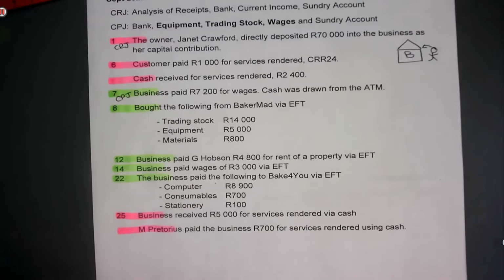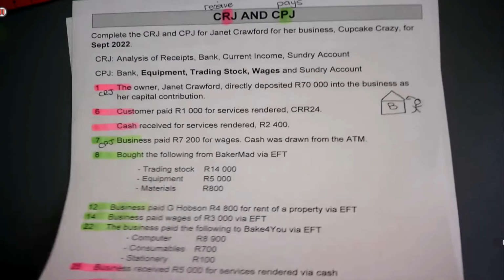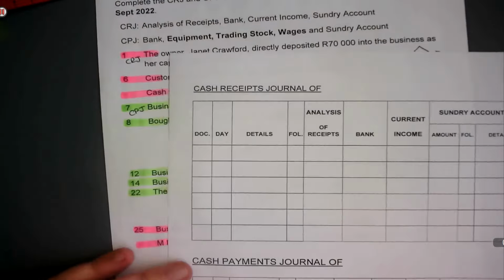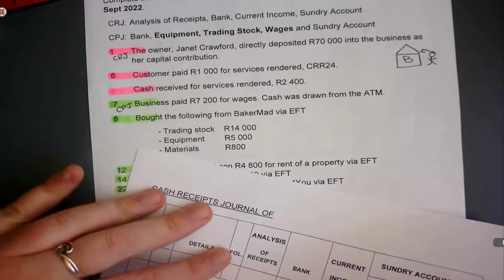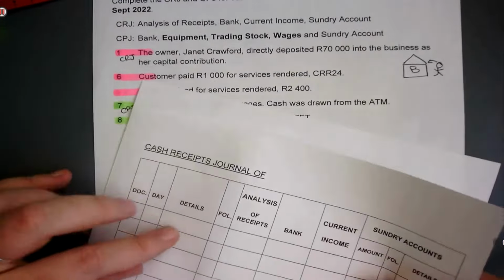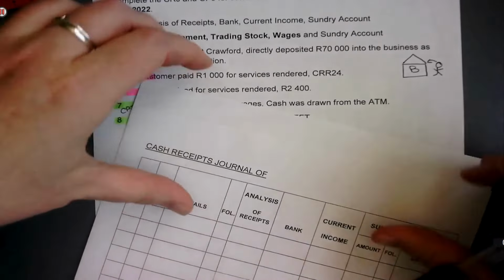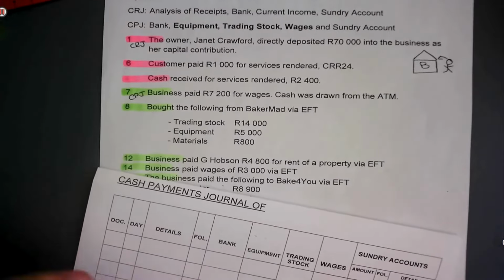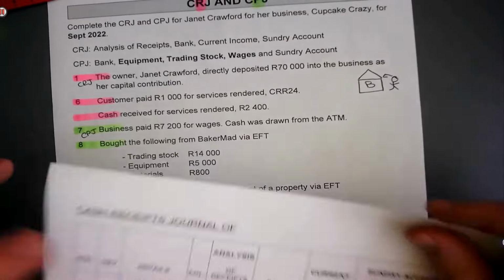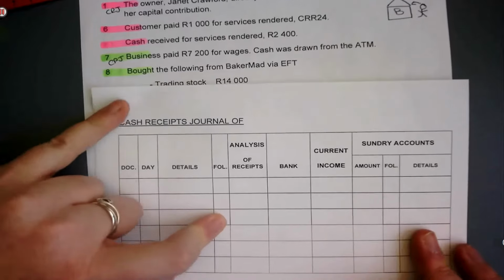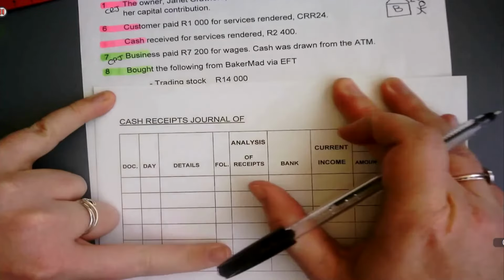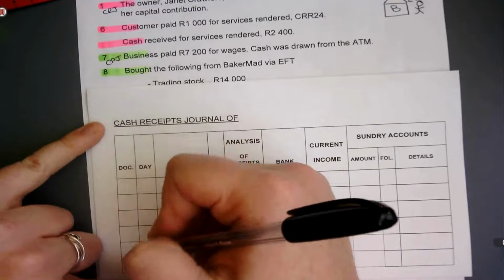Okay, so once you've identified whether the business has received or paid the money, we are able to enter everything into our CRJ and CPJ. So I'm going to do all the CRJs first, and then I'm going to do all the CPJs. Just fold this in half so it's easier to work with. All right. You'll see there's a few columns here, and I'm going to explain what each of them does. The document on this far left-hand side is the source document.